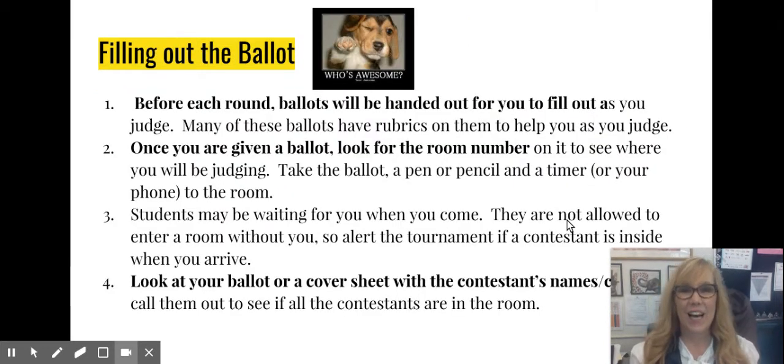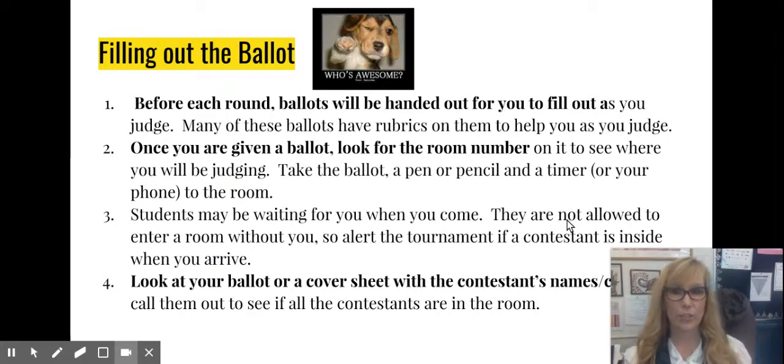All right. Your main goal today is that you will be filling out the ballot and determining the top winner and then ranking kids down. So before each round, ballots are going to be handed out for you to fill out. If it's like a Friday night, usually they do like three rounds, and you'll probably end up getting ballots for each of those rounds. Now, many of these ballots actually have rubrics to help you judge, so do take a look at these. Just make sure that you are being kind to the kids, all right?